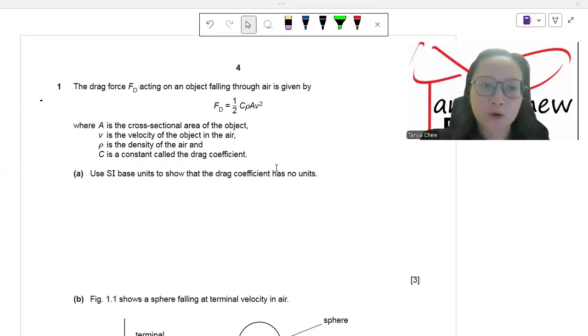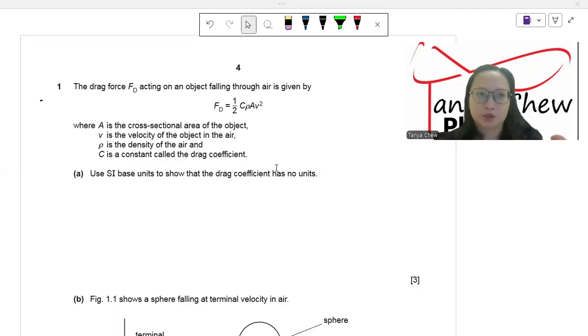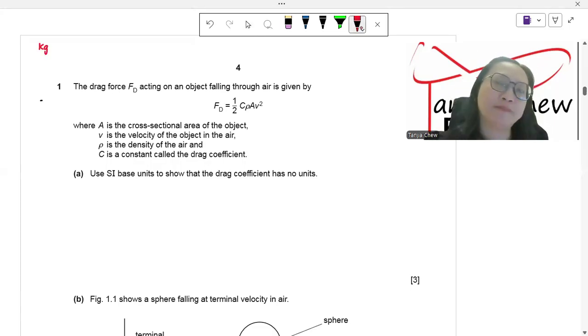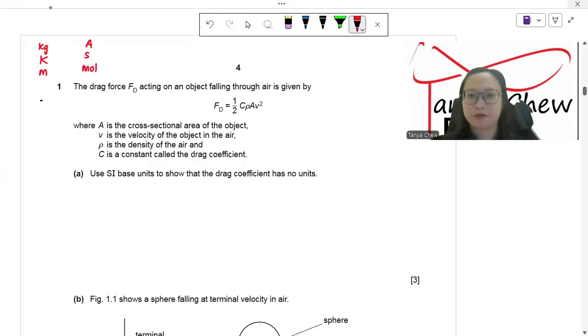Do you still remember the 6 base units that you are required to memorize in your AS syllabus? Let me write down all 6 base units. First one is the unit of mass, which is kilogram. The second one is Kelvin, which is the SI base unit of temperature. Third one is meter, the SI base unit of length. Then ampere, the SI base unit of current. Second, the SI base unit of time. And the mole, which is the unit of amount of substance. All these 6 base units are required to be memorized in your syllabus.